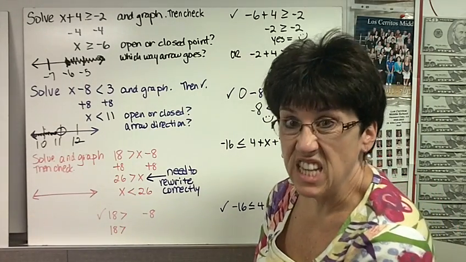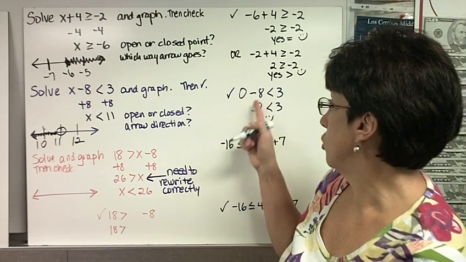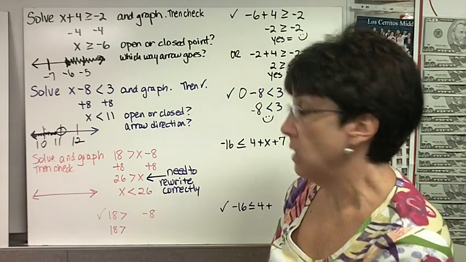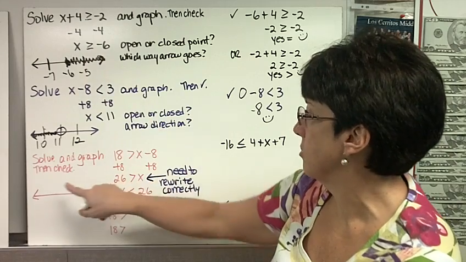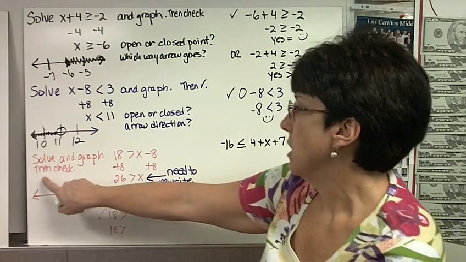Okay. I could have picked 10. 10 minus 8 is 2. Is 2 less than 3? Yes. Okay. There's a bazillion, infinite number of numbers. All right. Let's do another one.